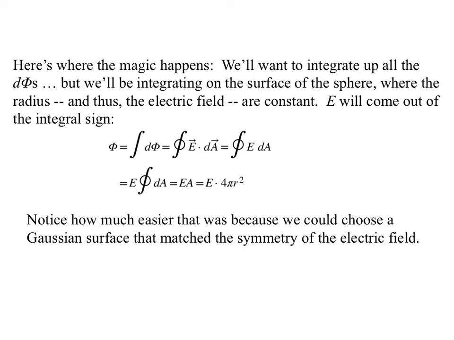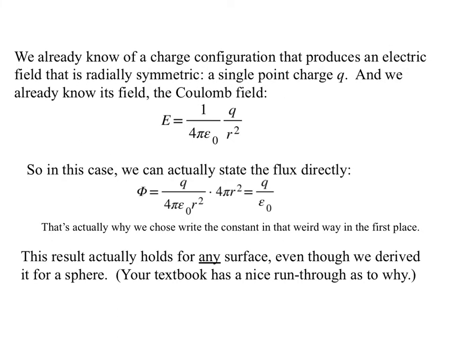Notice how much easier that was because we chose a Gaussian surface that matched the symmetry of the electric field. That's why we talked a lot about symmetry before, and why we're going to continue to exploit it as much as we can throughout this section. And hey, what do you know? We already know a charge configuration that produces an electric field that is radially symmetric. That is a single point charge Q.